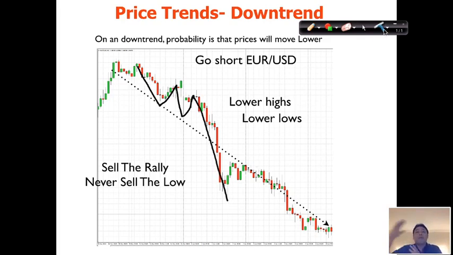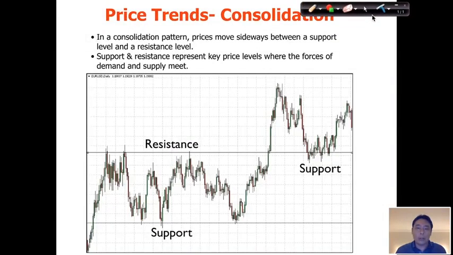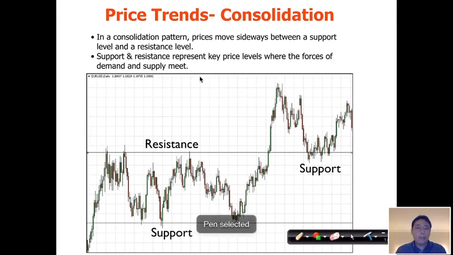All right. So we've got the uptrend, a downtrend, and the third phase would be sideways or trendless, a consolidation pattern, when prices make the same highs and the same lows. So let's take a look. This is a consolidation pattern. In a consolidation, prices move sideways between a support level and a resistance level. This is a situation when prices can't go beyond a certain level and can't go below a certain level for some period of time.